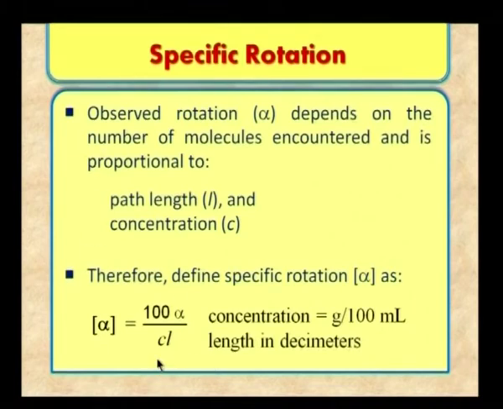Then, knowing the concentration of the solution and the length of the tube through which light is passing, those things are to be substituted to obtain this capital Alpha, that is called the specific rotation. For the medium that you are talking about, this alpha can be obtained using the polarimeter.